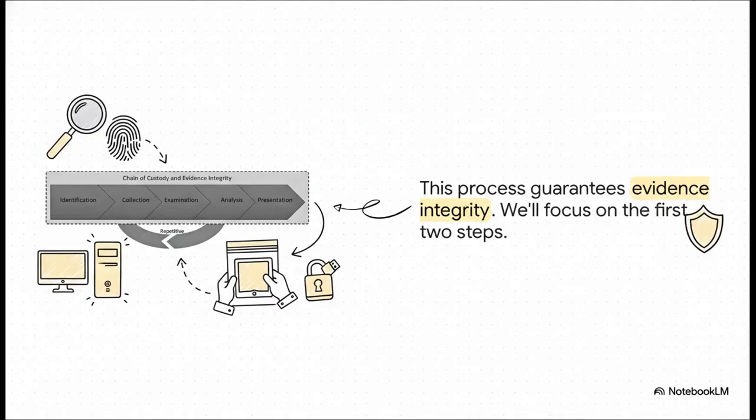The whole point of this entire process is to guarantee one thing, that the evidence holds up from the crime scene all the way to the courtroom. For this explainer, we're really going to zoom in on those first 2 steps, identification and collection, because honestly, they are the most high-stakes part of the whole shebang.